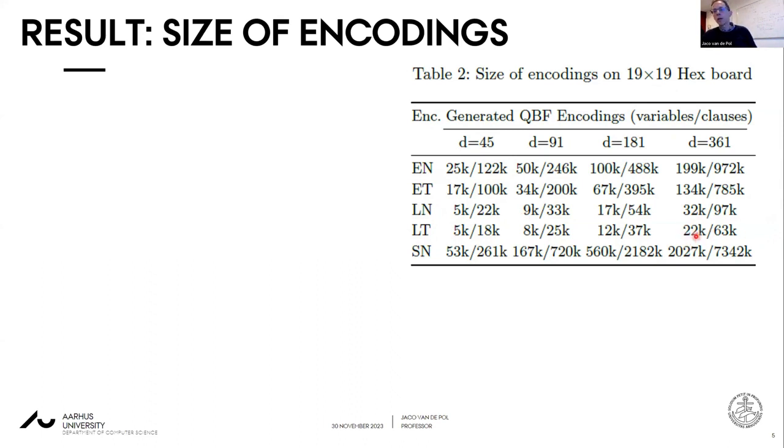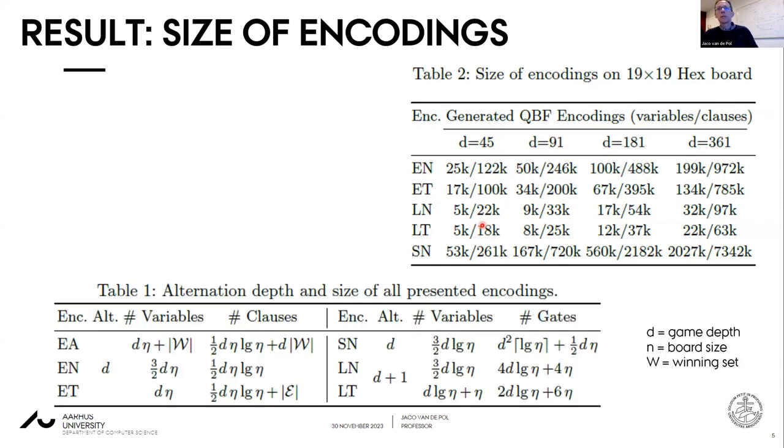So just solving this QBF formula will solve it. Hex can be won in 360 moves. Well, you probably don't need 360 moves, right? So maybe you need 45 or 91. And here we do it for arbitrary positional games.